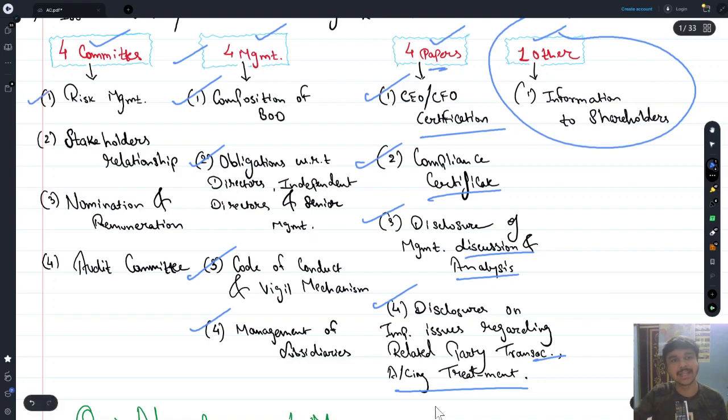What are the four committees? Risk Management Committee, Stakeholders Relationship Committee, Nomination and Remuneration Committee and Audit Committee. So LODR also deals with these four committees in detail, and one other, that is information to shareholders. So we are going to get into detail of everything.